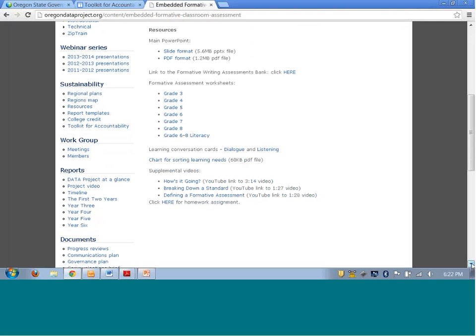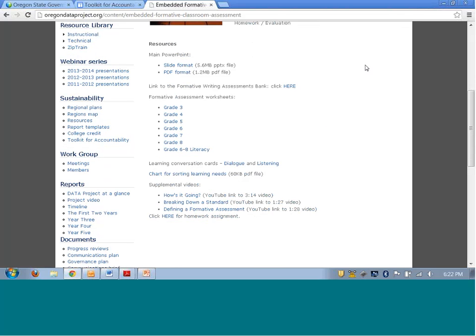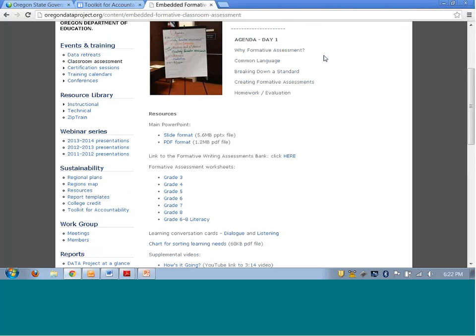And you can see there's a good set of resources here, as well as formative assessment template worksheets for each of the grade levels. A lot of good information that's been developed, as usual, through the project. And the agenda gives you a sense of what's covered through that particular training. And that's a big help for that area in terms of supporting teachers and helping them to create those formative assessments.